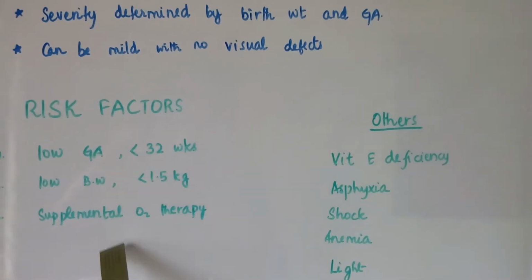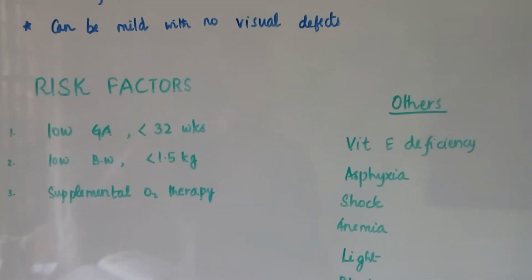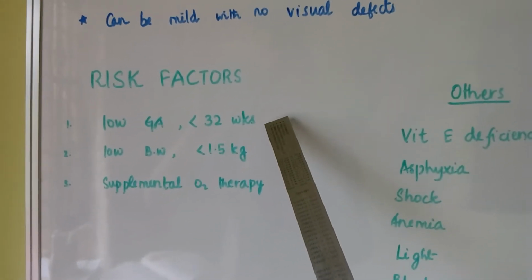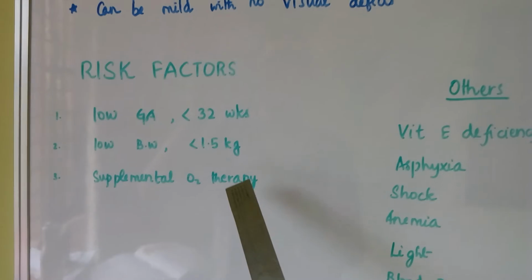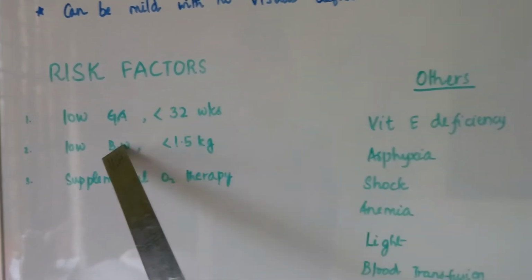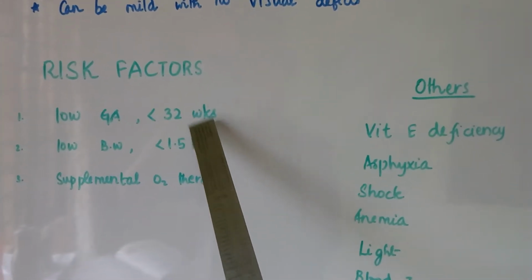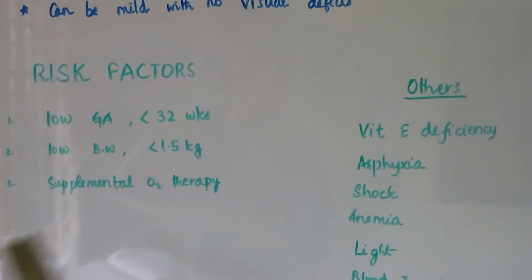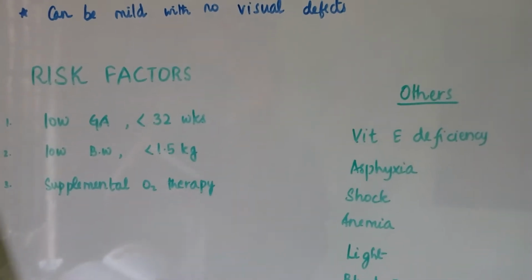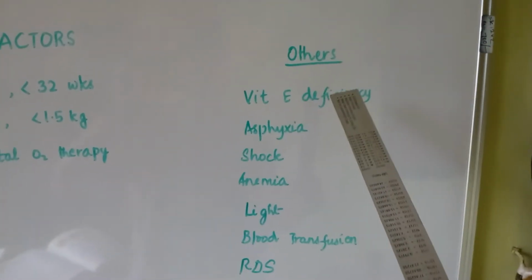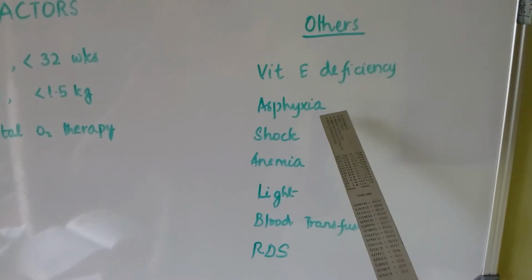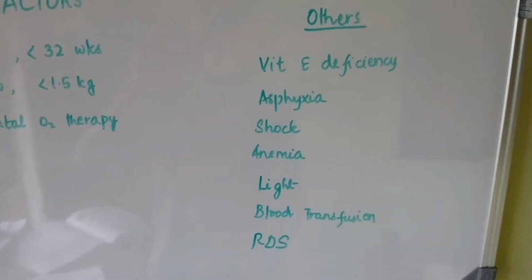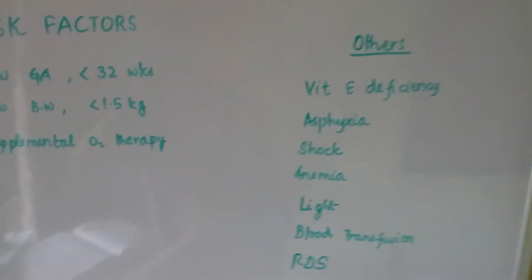These are the primary risk factors and these are the other complementary risk factors. The primary risk factors include low gestational age at birth, low birth weight, and supplemental oxygen therapy. Low gestational age means less than 32 weeks of gestation. Low birth weight means less than 1.5 kg of birth weight. And some premature infants are given supplemental oxygen therapy. Other risk factors include vitamin E deficiency, asphyxia, shock, anemia, light, blood transfusion, or RDS, that is respiratory distress syndrome.